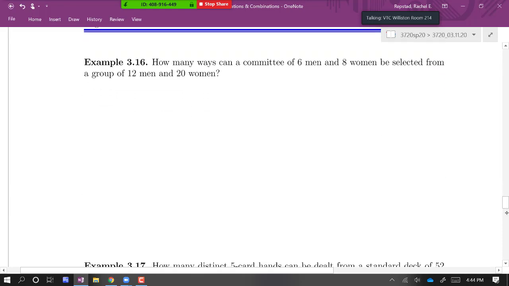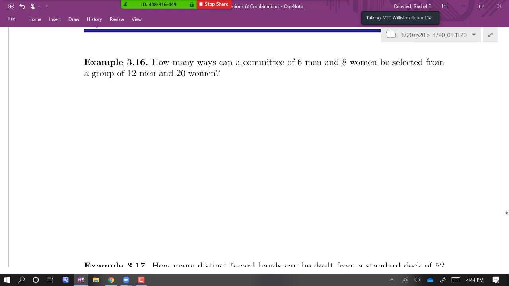How many ways can a committee of 6 men and 8 women be selected from a group of 12 men and 20 women? So note that this is just a committee. I'm not choosing officers. Supposedly, if you're sitting on a committee, everybody has equal standing. So I don't care the order in which I select people. I just care who ends up on the committee.